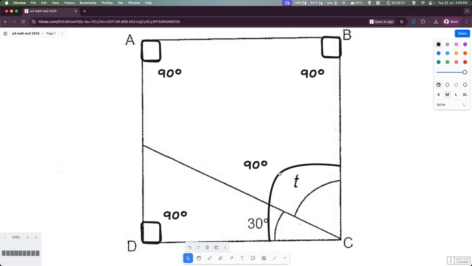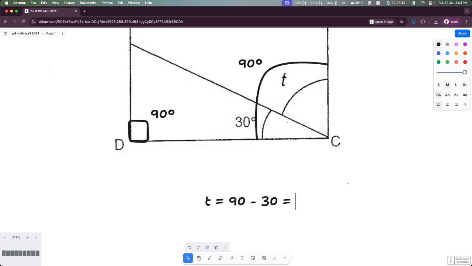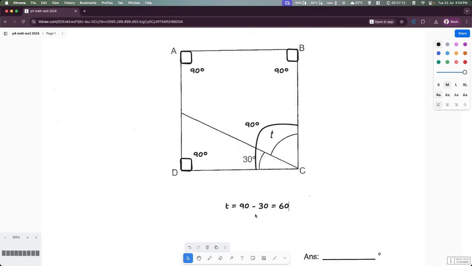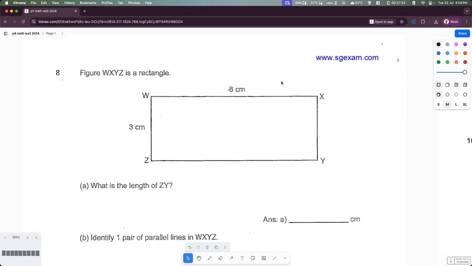I can bend this line. Yeah, so this is 90 degrees as well. So for T, essentially, what we need to do is T is equal to 90 minus 30, and this is equal to 60. Therefore, T is 60 degrees in this case. So now the answer is 60 degrees. Alrighty, let's move on to the next question.